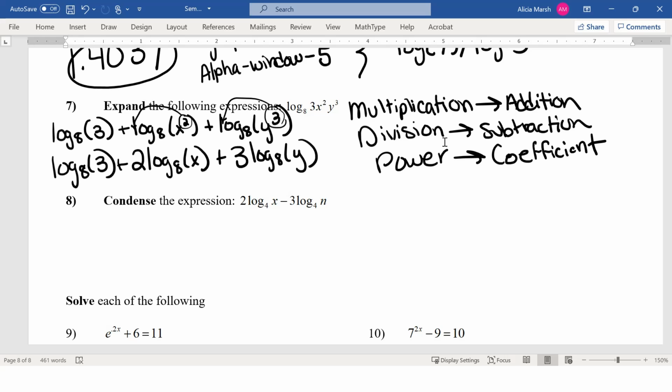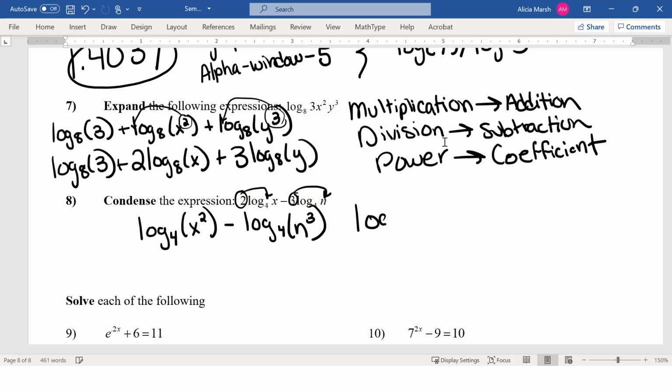And with condensing, I kind of go backwards, I guess. So I'm going to look for coefficients. I'm going to make those powers. So these 2 and this 3 are going to become powers again. So we get log base 4 of x squared minus log base 4 of n cubed. And now I see subtraction, so that's going to become division.